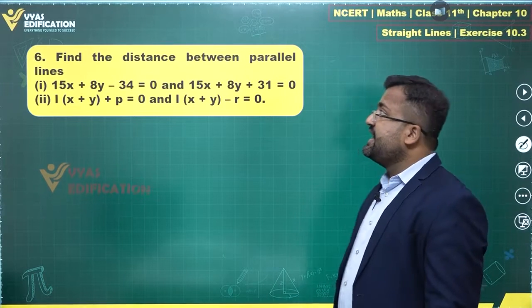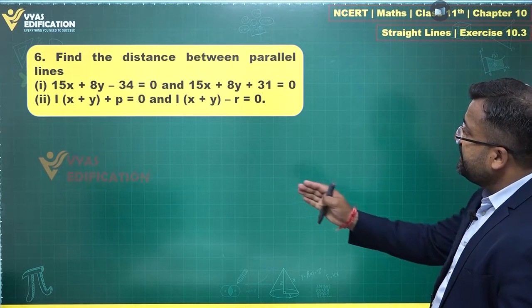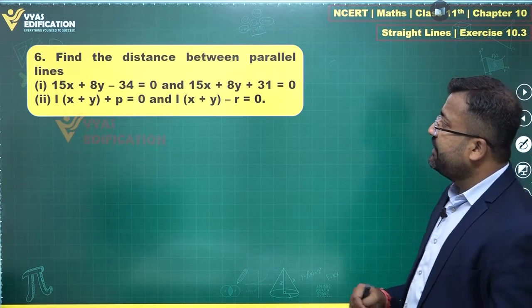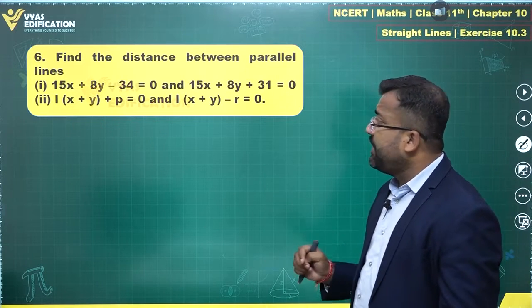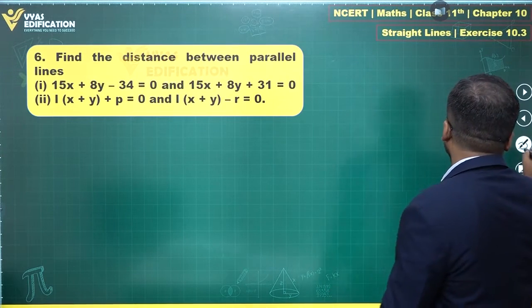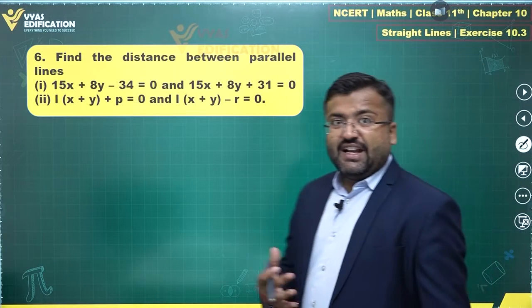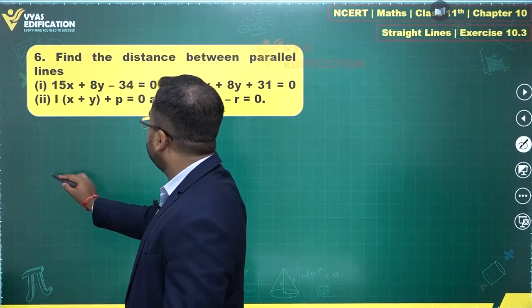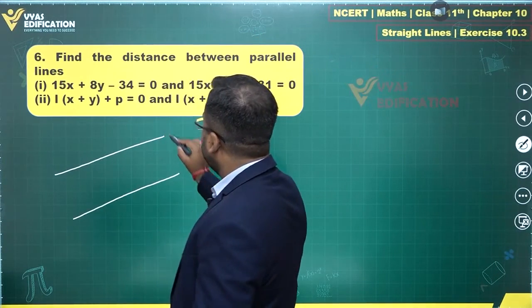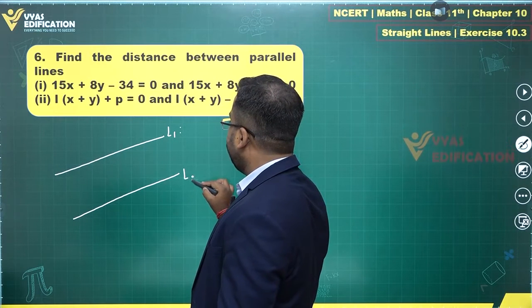The sixth question says find the distance between parallel lines this and this. We have another part after that. The second part also says distance between parallel lines this and this. Okay, let's take a look at this question. For finding the distance between parallel lines, let's look at the concept behind that. This is L1, let's say, and this is L2.